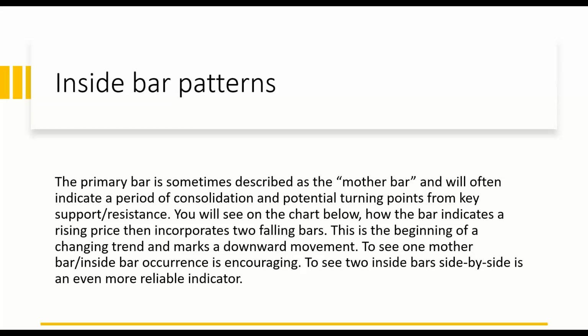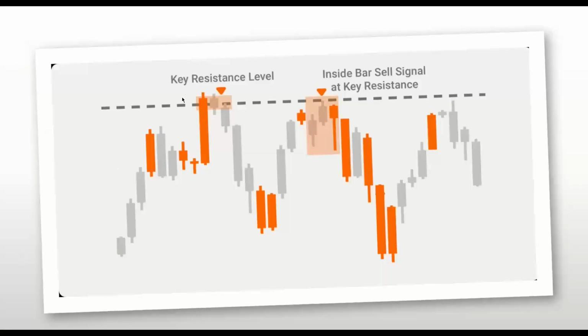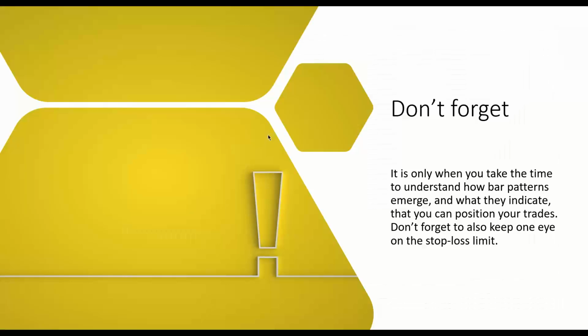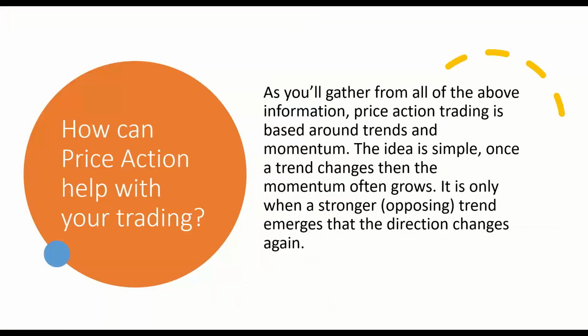To see two inside bars side by side is an even more reliable indicator. So in other words, we have the mother bar and we have the next two candles forming inside of that bar. But it's looking at what price is doing, reading the candlestick, and at the same time, looking at support and resistance. It is only when you take the time to understand how bar patterns emerge and what they indicate that you can position your trades. Don't forget, also keep one eye on stop losses.